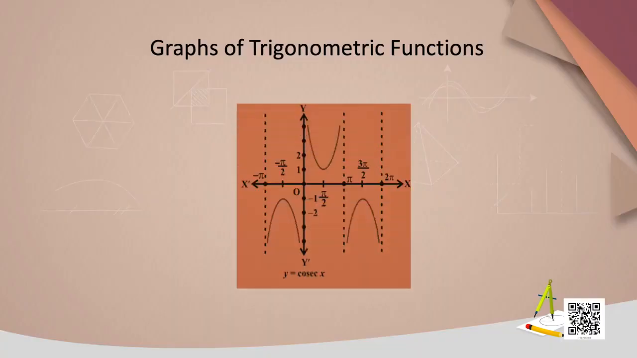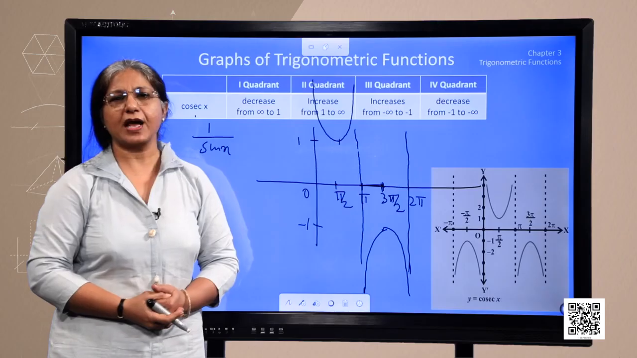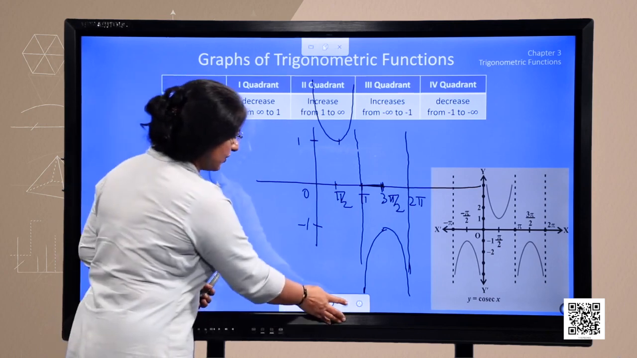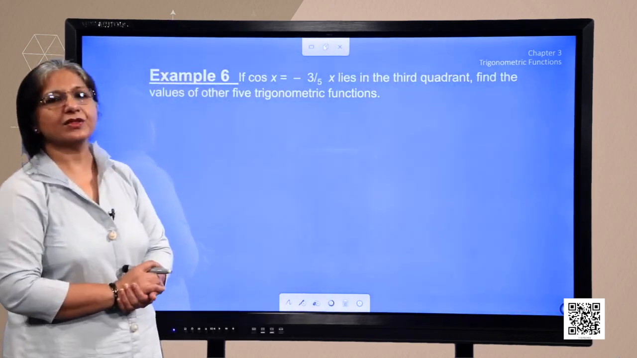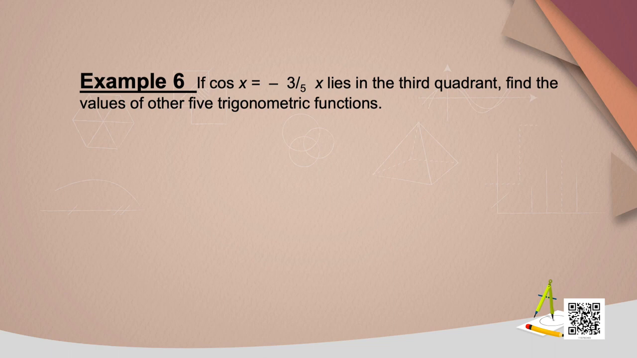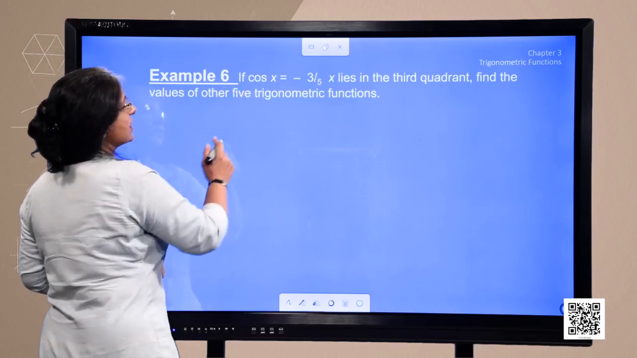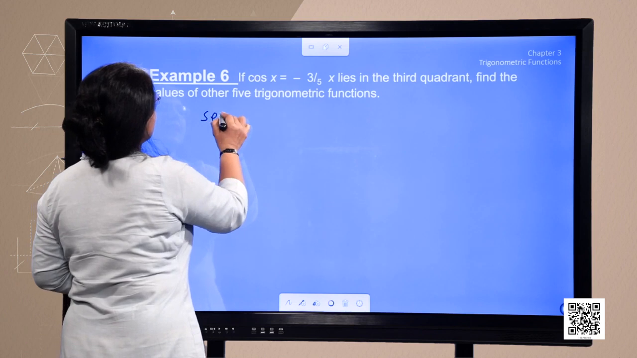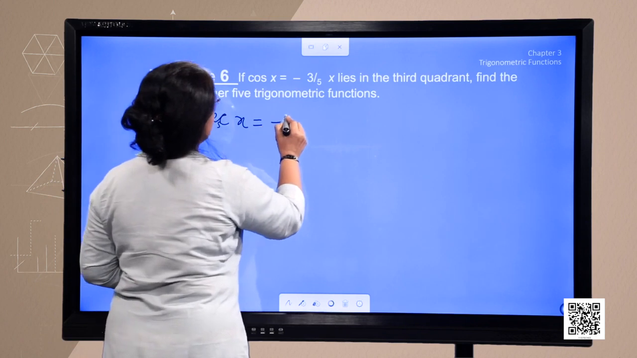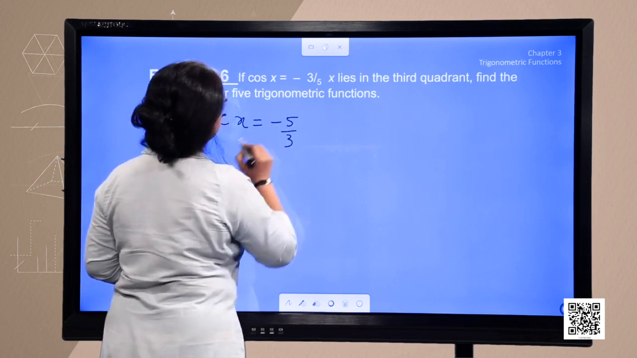So, this is the graph for cosec x, and these were the graphs of all 6 trigonometric functions that we have studied. Now, we shall be doing a few examples to make the concept more clear. Now, example: it is given cos x is equal to minus 3 by 5, where x lies in the third quadrant. Find the values of the other 5 trigonometric functions. From cos x, we can easily find out the value of sec x, because sec x is the reciprocal of cos x, it will be minus 5 by 3.